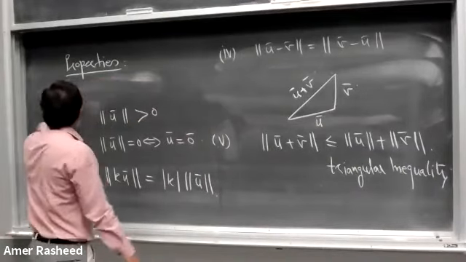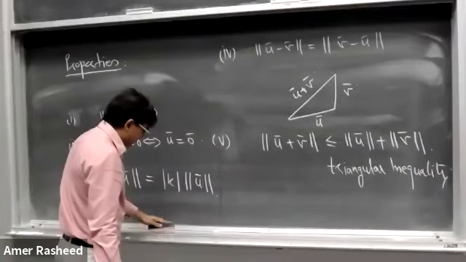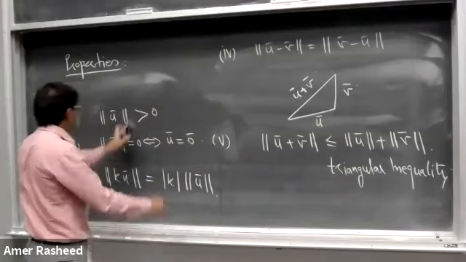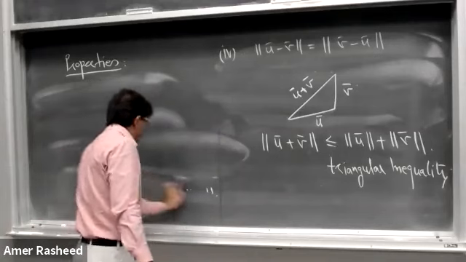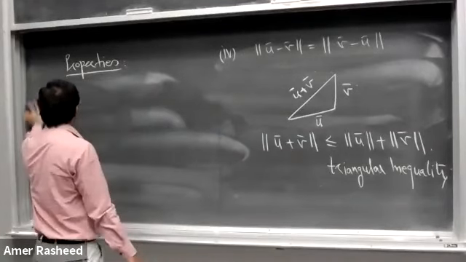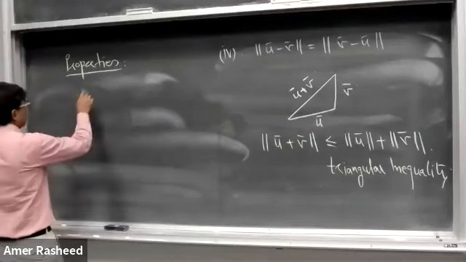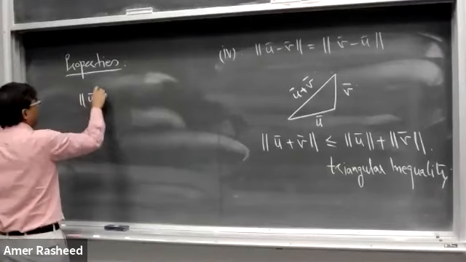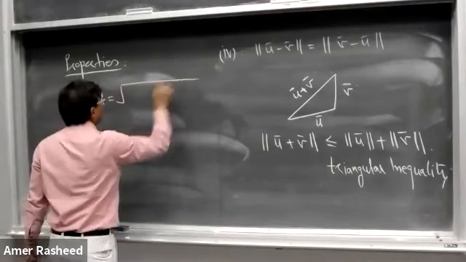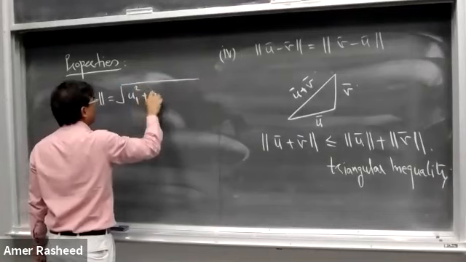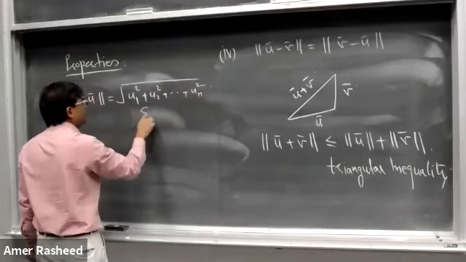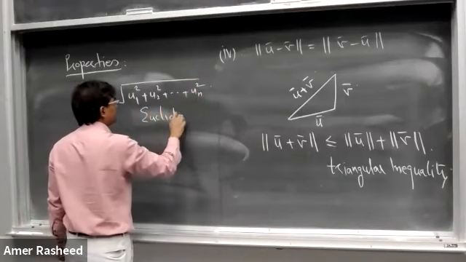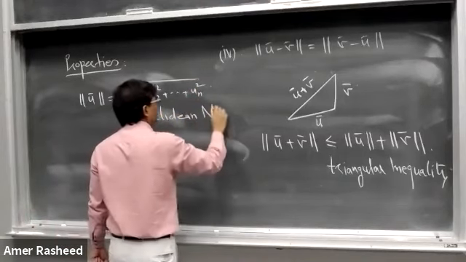Now let's discuss the norm graphically. There are different kinds of norms we can define. The definition which we have defined right now, square root of u1 square plus u2 square plus so on plus un square, is called the Euclidean norm.